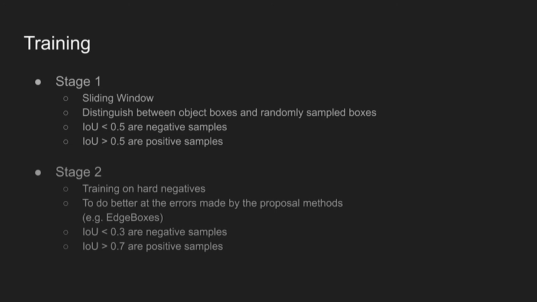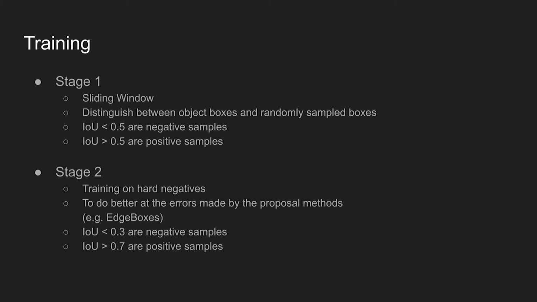And in stage 2, it's a similar process, but the aim is to train on harder negative samples. Its purpose is to do better at the errors made by the proposal methods. The authors concentrate on this method called edge boxes. I suggest reading this paper as well. So the purpose, as I've said, is to let the algorithm work well on hard negatives. The difference from stage 1 is that it's using a different algorithm. Instead of using sliding window, it's using edge boxes.